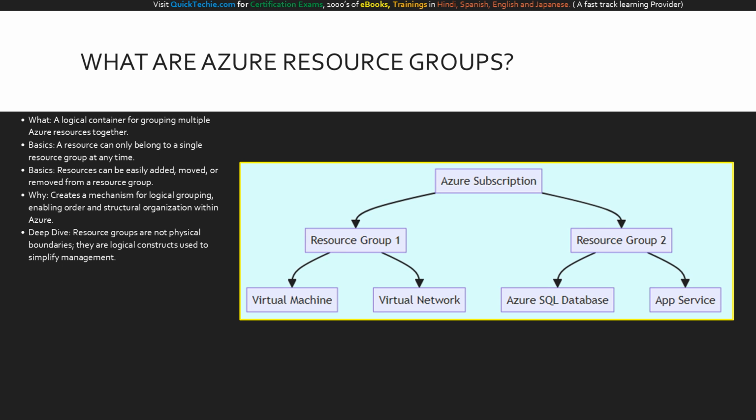Looking at this flowchart, you can see the Azure hierarchy in action. At the top, we have the Azure subscription, which acts as our billing and management boundary. Inside the subscription, we deploy our resource groups, shown here as Resource Group 1 and 2. Notice how they act as distinct containers holding specific resources. Group 1 holds a virtual machine and a virtual network, while Group 2 holds a database and an app service. This clear separation is the first step in effective cloud governance.